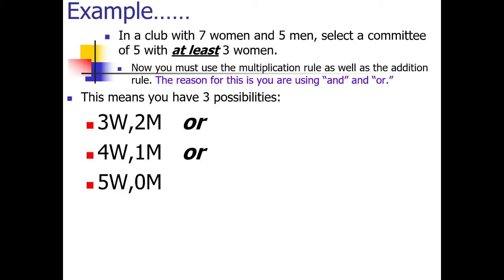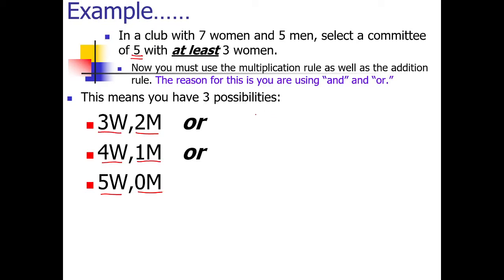And sir, where did the 2 men come from? The committee must consist of 5. If there are 3 women, 2 slots will be given to the men. For the 4 women, 1 slot will be given for the men. For the 5 women, no slot for the boys. Is this clear?